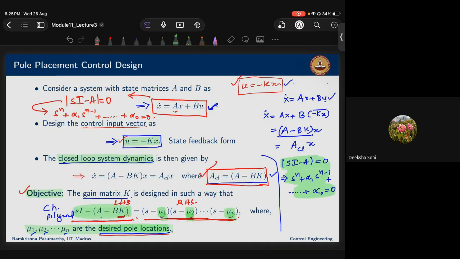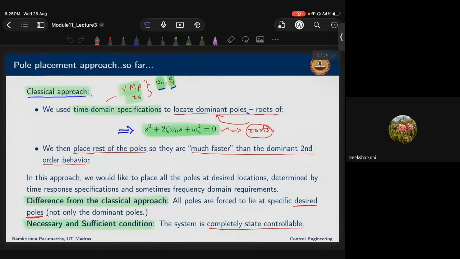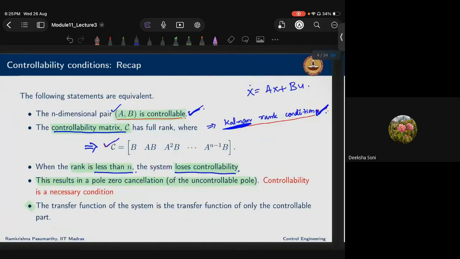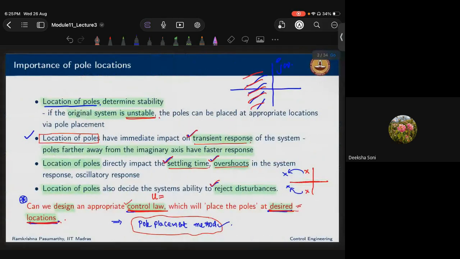Yes, sir. If you have any doubts, you can ask me. The idea is very simple. First, x dot is equal to Ax plus Bu is given to us. That is an open loop system. In that, we are asking a question: can we design a control law?